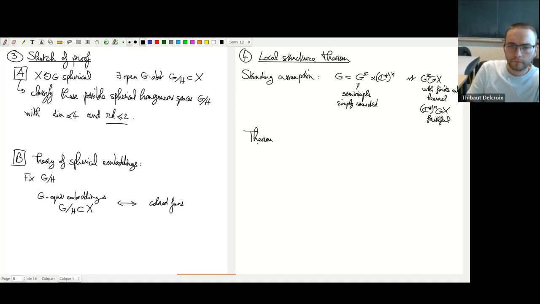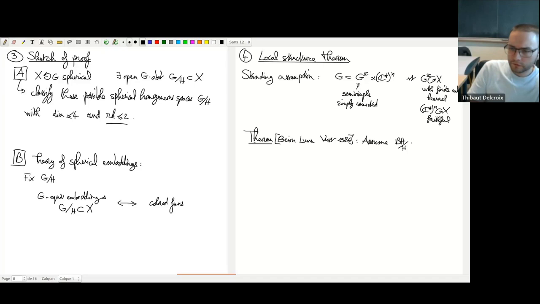Okay, so the theorem, the local structure theorem, the theorem by Brion, Luna and Vust, from the beginning of the theory of spherical varieties, really a foundational result. And I stated it only in a specific case, actually, only on the homogeneous spaces.